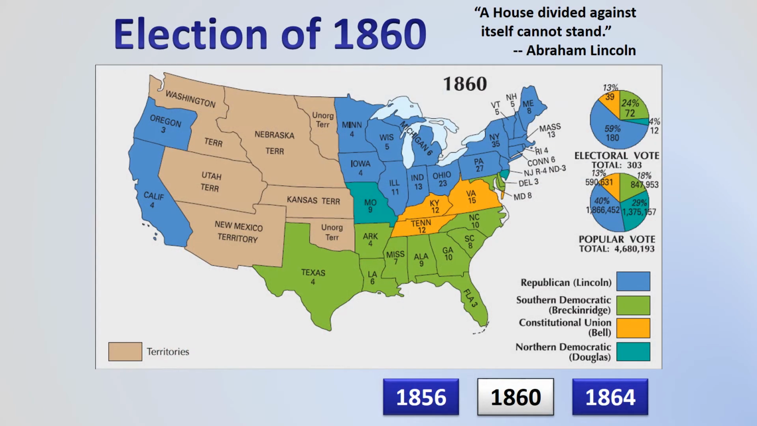So this is the election. We've looked at this map before. As soon as Lincoln, you can see, took the North as well as California and Oregon. With 40% of the vote, he ends up with 59% of the Electoral College.